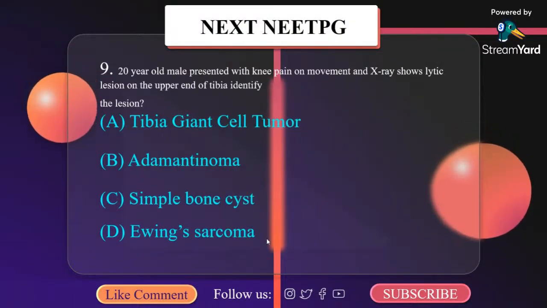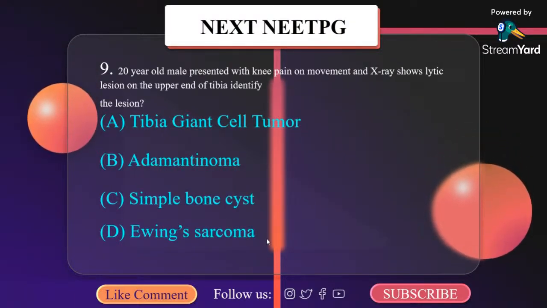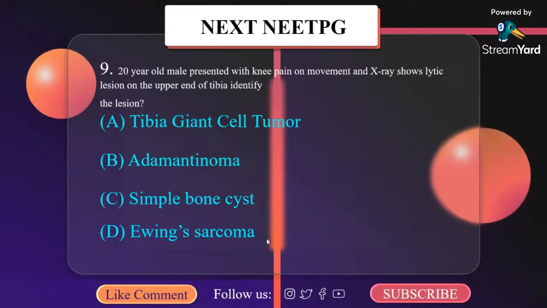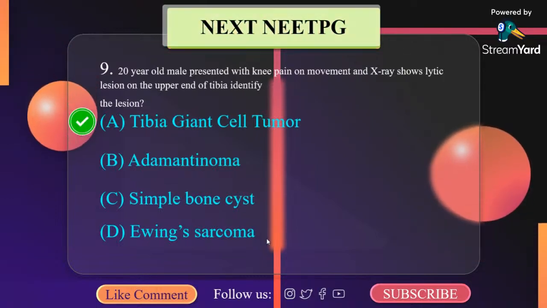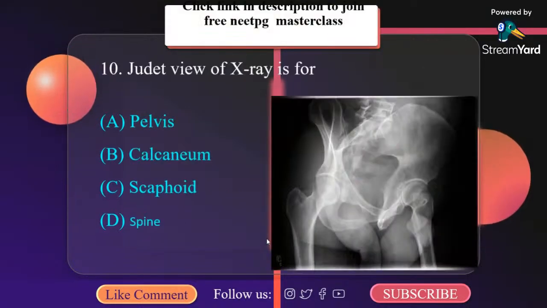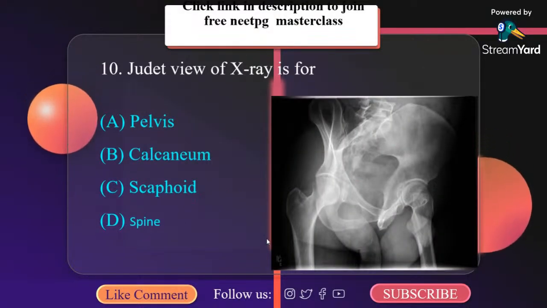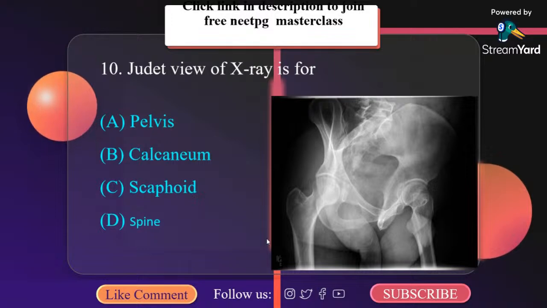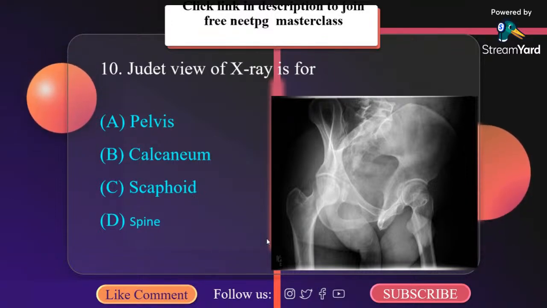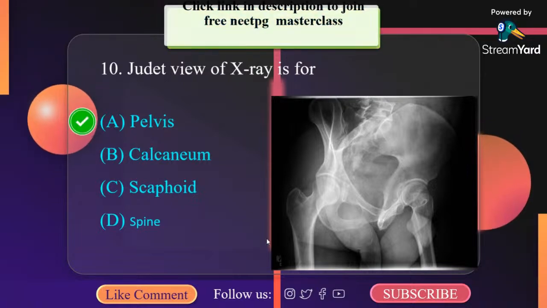A 20-year-old male presented with knee pain on movement and X-ray shows a lytic lesion of the upper end of tibia. Well, it is giant cell tumor. Judet view of X-ray is for A. pelvis, B. calcaneum, C. scaphoid, D. spine. From the X-ray you can see it is pelvis. So the correct option here is A, pelvis.